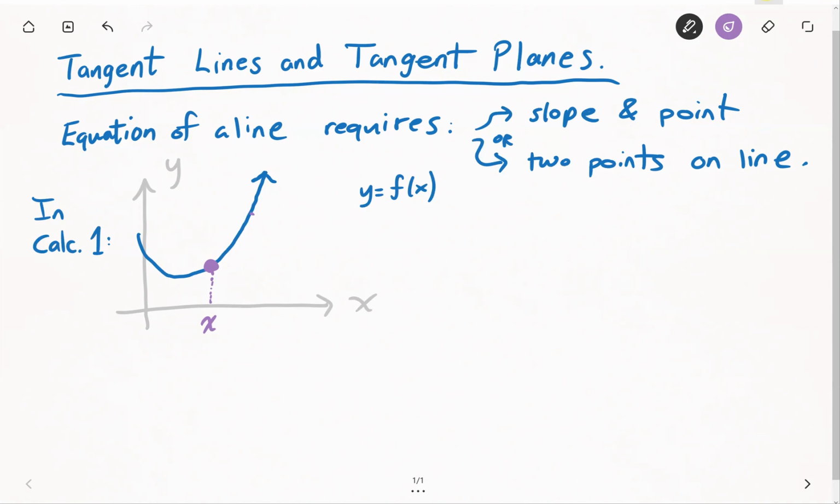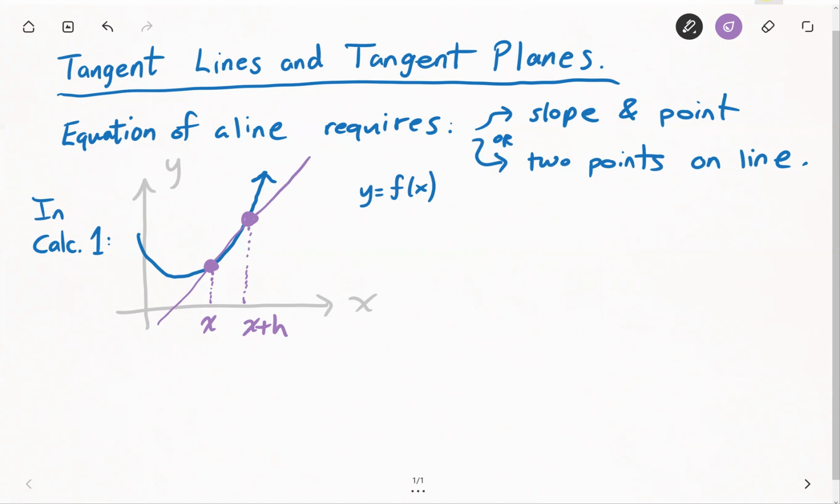So what you do is pick another value of x, which is a little bit larger. Let's call it x plus h. And to each of those values of x correspond a value of y, and you get 2 points on the line. And then you can calculate the line which goes through those 2 points.